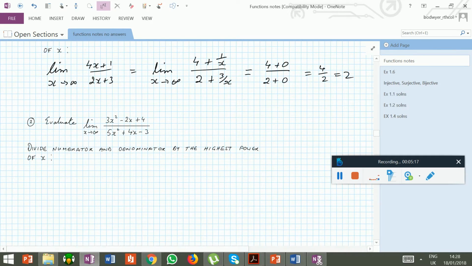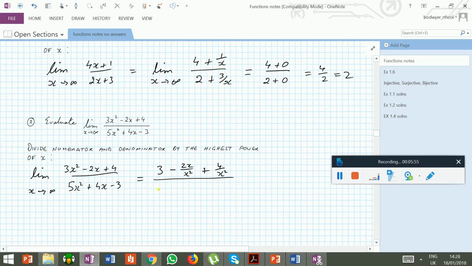Something similar here, except this time we want the limit as x tends to infinity of this expression here. You have an x squared, so we're going to divide above and below by this x squared this time. So we say the limit as x tends to infinity of (3x² - 2x + 4)/(5x² + 4x - 3) is equal to, now divide that by x squared, I get a 3. I divide 2x by x squared as well. I divide 4 by x squared, which will give me 4/x².